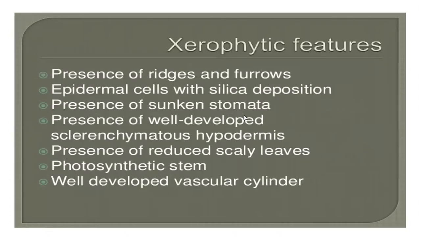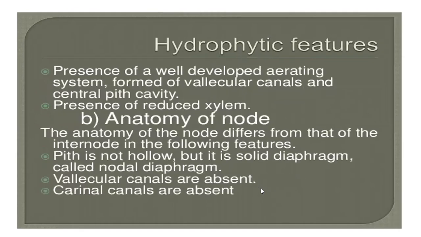Now, the xerophytic characters. I told you, Equisetum shows xerophytic characters. What are those? Presence of ridges and furrows, epidermal cells with silica deposition, sunken stomata, sclerenchymatous hypodermis, reduced scale leaves, photosynthetic stem, and a well-developed vascular cylinder. They all come under the xerophytic characters of Equisetum.